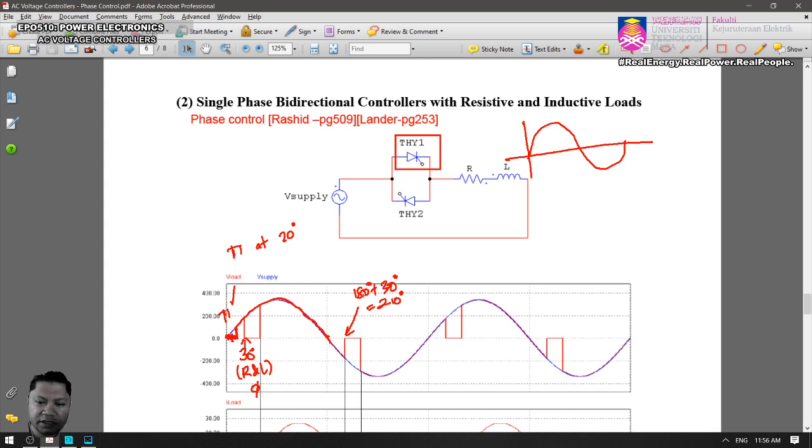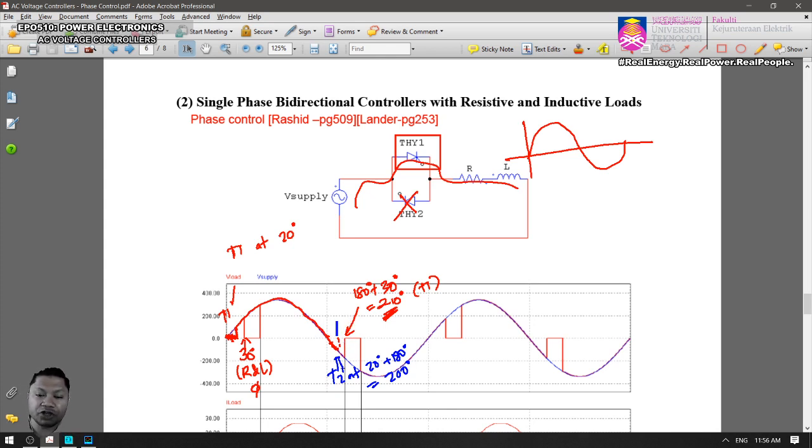Okay, so current in thyristor 1 is still flowing because the extinction angle is at 210 for thyristor 1, isn't it? And now you want to start to trigger thyristor 2 at, of course, 20 degree plus 180 degrees, which is at 200 degree. So you try to trigger thyristor 2 before the extinction angle of thyristor 1. Therefore, you won't be able to turn on thyristor 2, because thyristor 1 is still on and current still flowing in that direction, isn't it? You won't be able to do that.